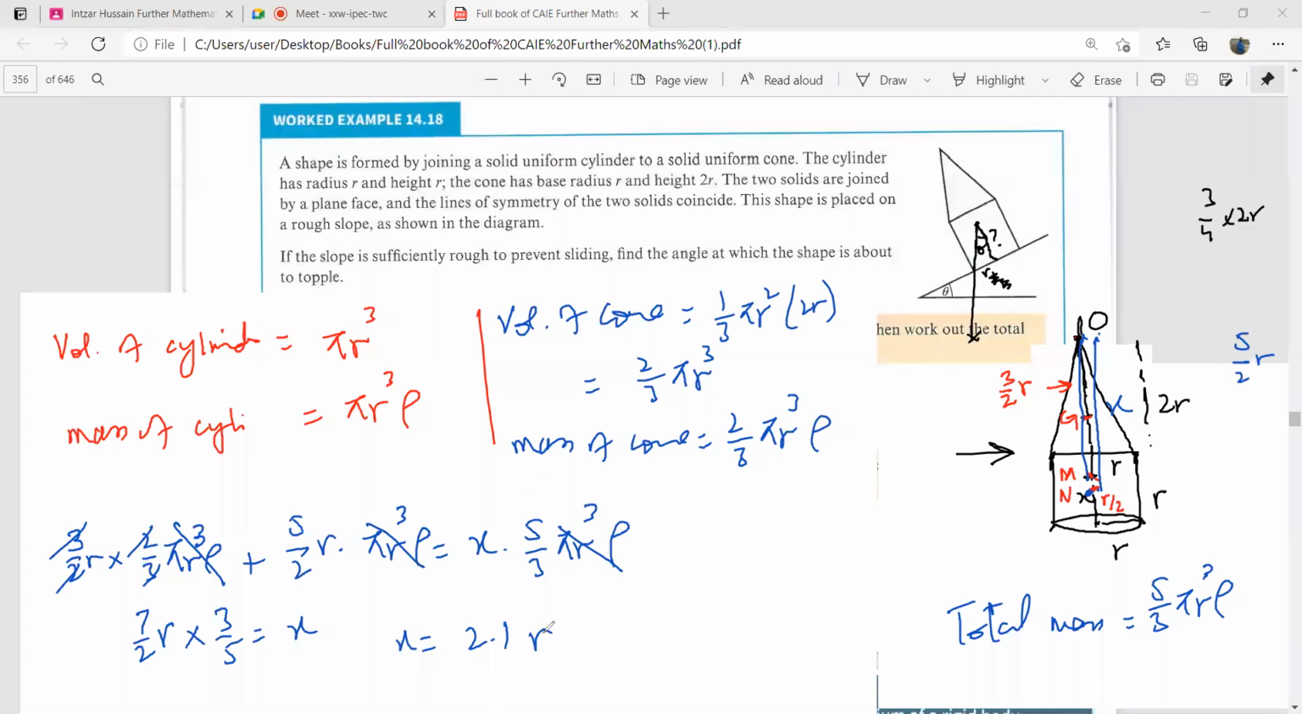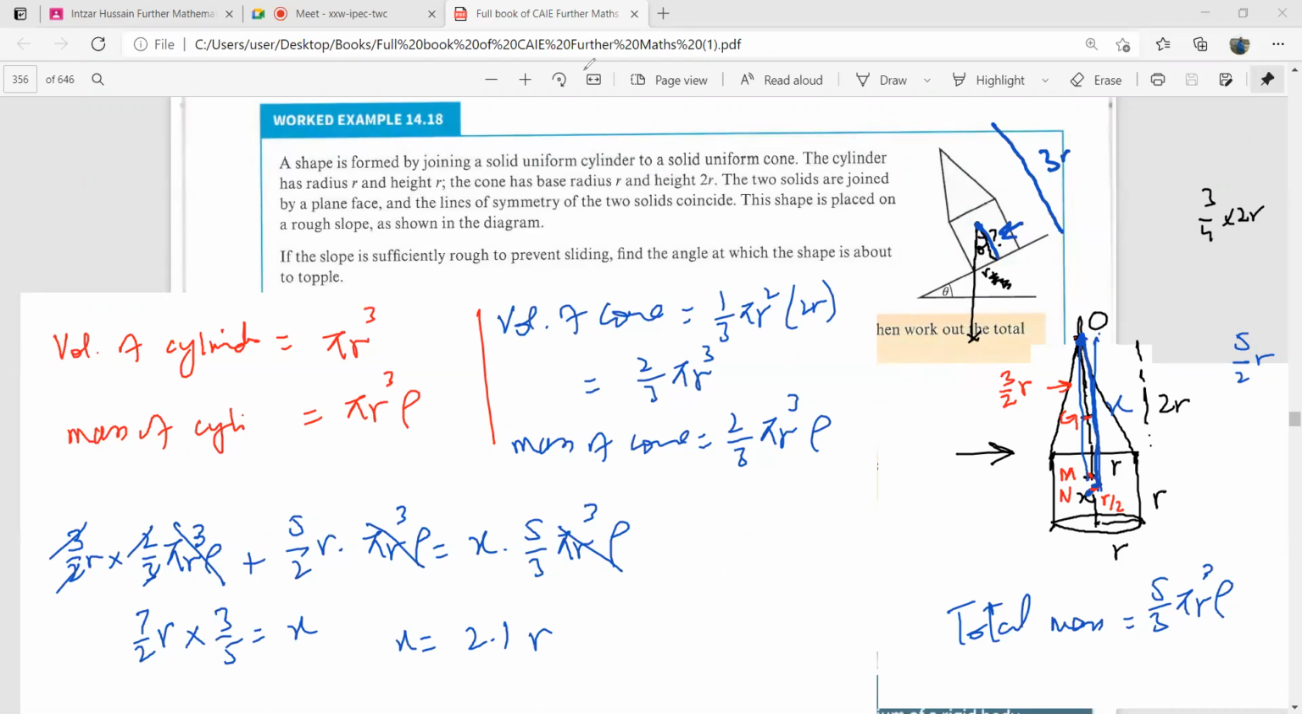So this is quite right. Now we have got that this distance over here, let me make it a bit bold, is going to be 2.1 r. So that means this distance over here is going to be 0.9 r, because this was all 3 r, and if you take out 2.1 from this, the distance left is 0.9 r.